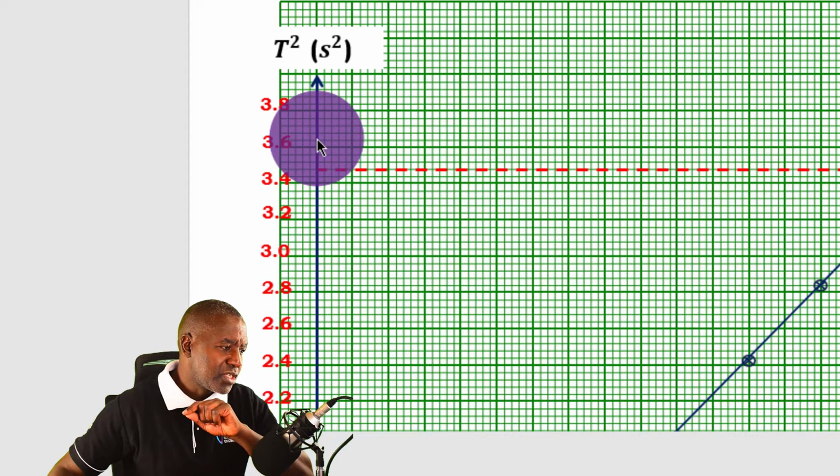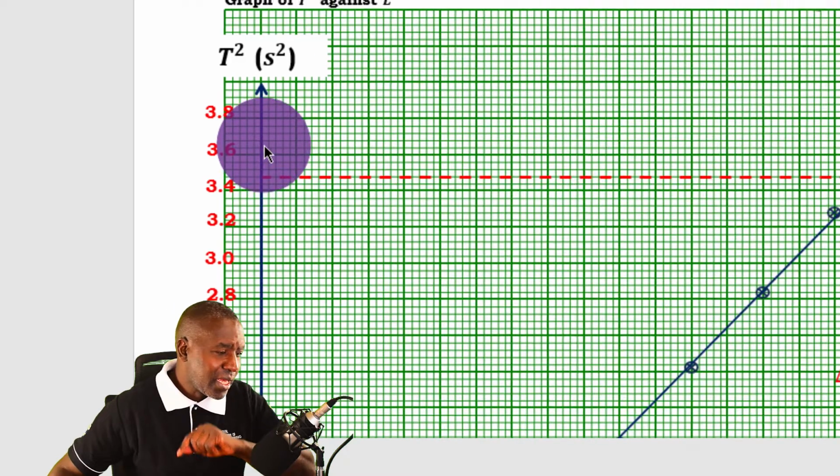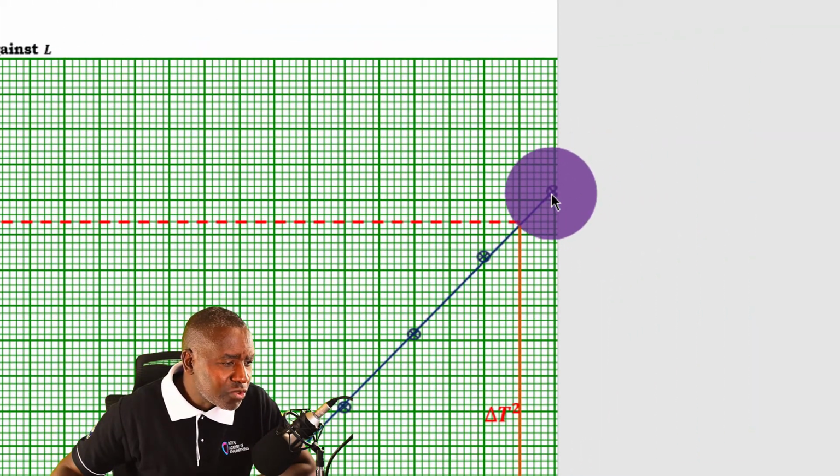Just a minute. This is 3.64, and then this one will be 3.68. So our plotting of 3.66 will be between 3.64 and 3.68. So it is somewhere in between here. And when you look at that value, that is where I've tried to do the plotting.